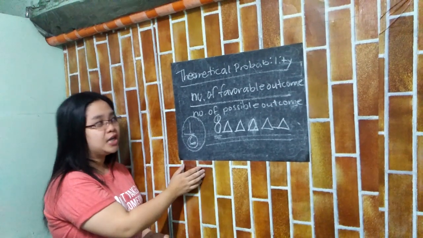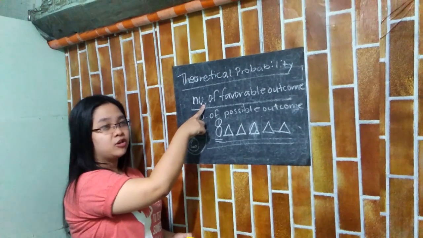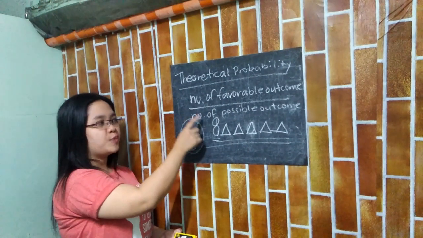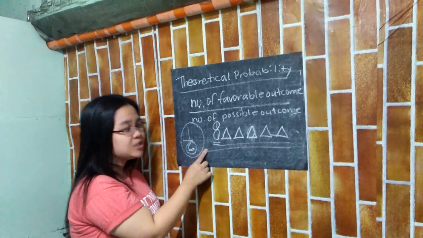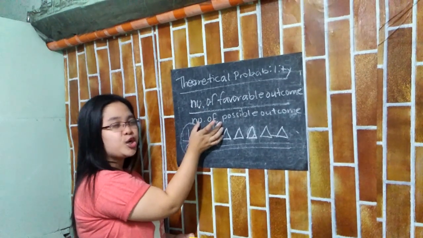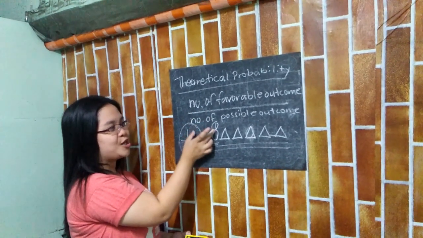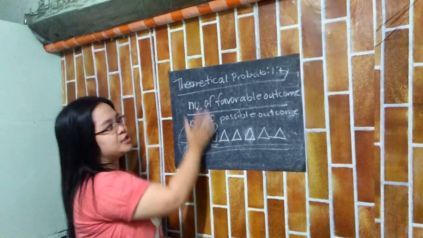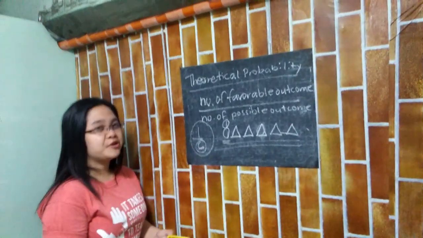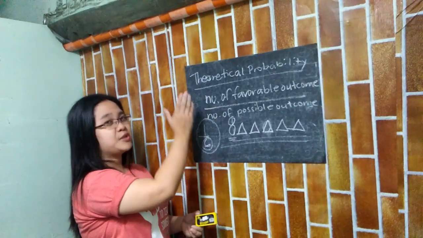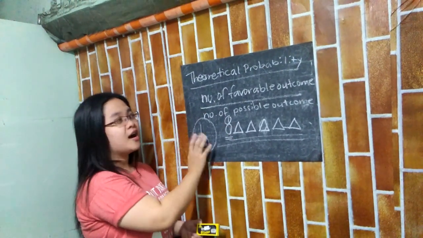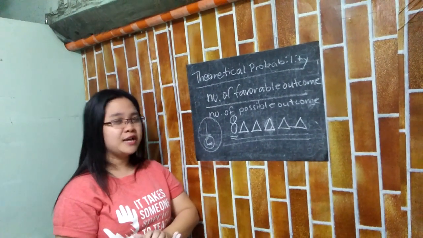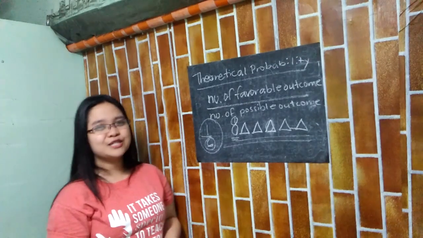You just simply follow the number of favorable outcomes based on the event given, of course, over the number of possible outcomes. And take note that since it is a fraction, you have to get the lowest term if only it's necessary. Okay? So that's our lesson for today, theoretical probability, which came from the premise that all events are equally likely to happen. I hope you learned a lot from our lesson in math today.